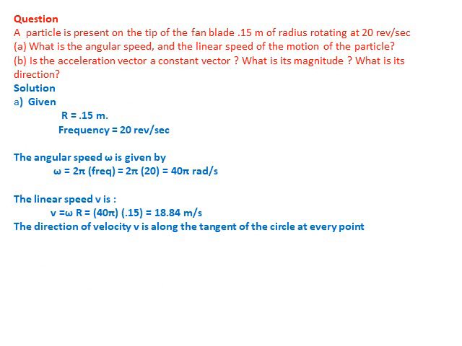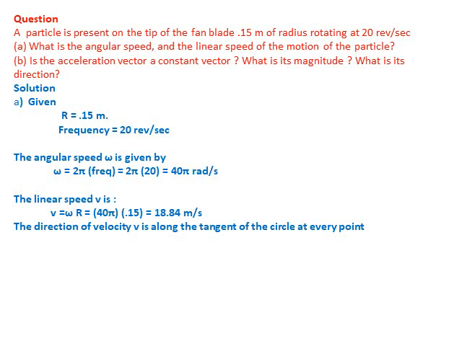Now, a question based upon this uniform circular motion concept. A particle is present on the tip of a fan blade, 0.15 meter in radius, rotating at 20 revolutions per second. You have to find out its angular speed and linear speed. And is the acceleration vector a constant vector? What is its magnitude and direction?